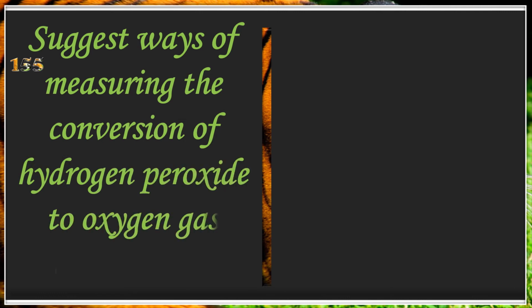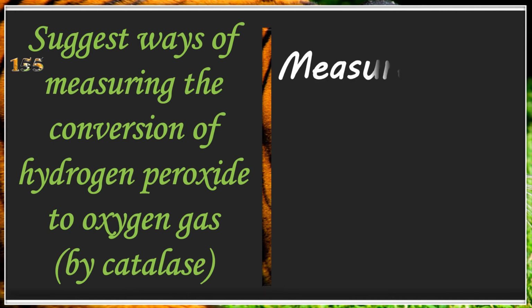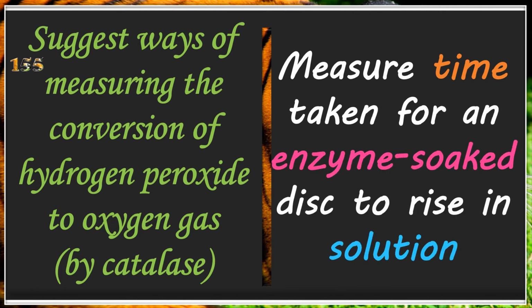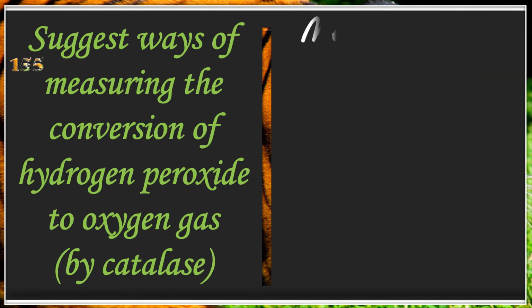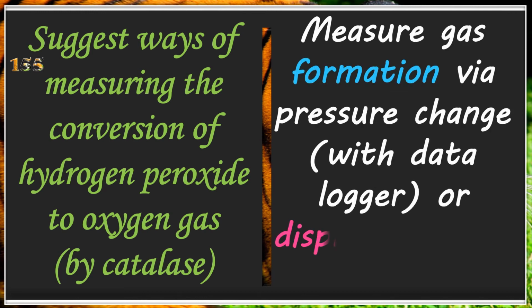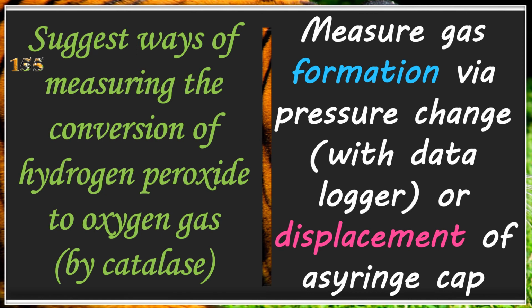Suggest ways of measuring the conversion of hydrogen peroxide to oxygen gas by catalase enzyme. Measure time taken for an enzyme-soaked disk to rise in solution. Measure gas formation via pressure change with data logger or displacement of a syringe cap.